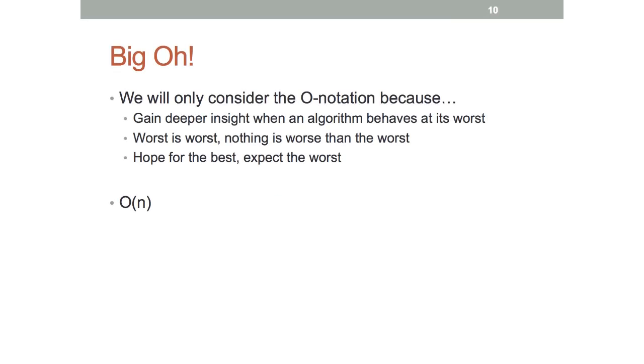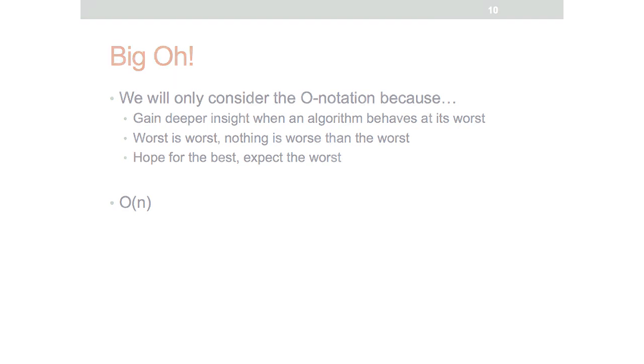Of these 3 notations, we consider the O notation as the most important because we gain deeper insight when an algorithm behaves at its worst, just like humans. Also, the worst is the worst. Nothing could be worse than the worst. The O notation can also be referred to as the O of n.